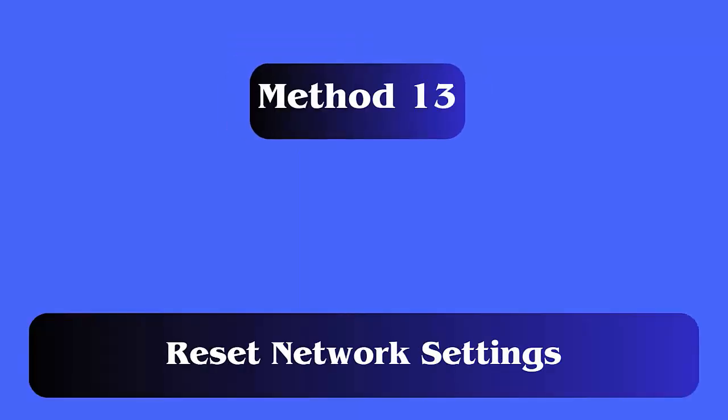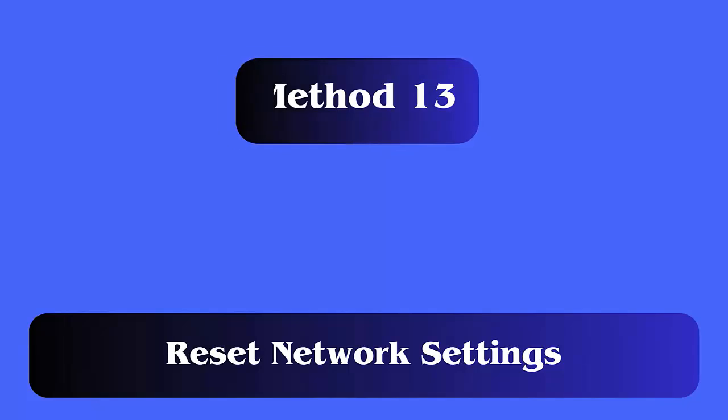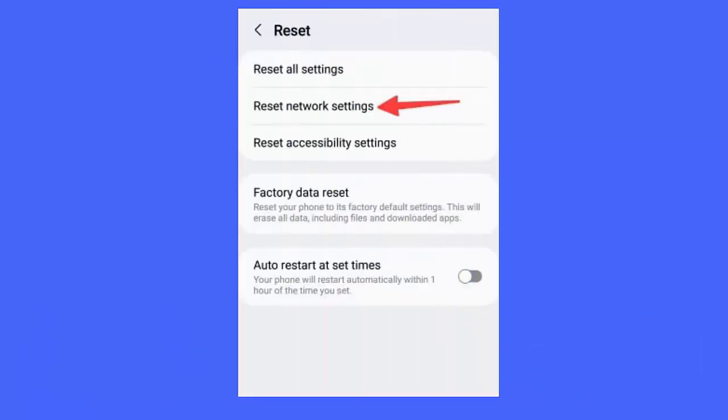Method 13. Reset network settings. Follow the steps. First, launch Settings, System. Then, click on the Advanced option. Now, click on Reset, then Reset network settings. Finally, tap on Reset settings option.